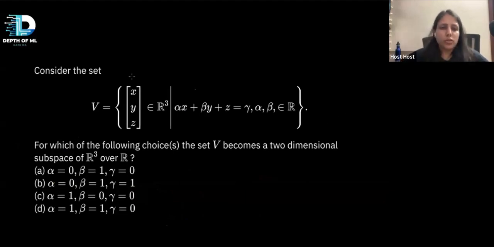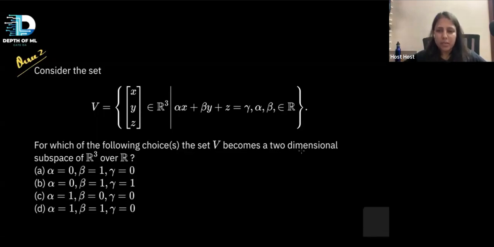Okay. So this is question 2. It's saying, consider this space or collection of vectors such that x, y, z comes from R3 and alpha x plus beta y plus gamma z is equal to 0, where alpha, beta and gamma also come from R. It's asking for which of the following choices the set V becomes a two-dimensional subspace of R3 over R.